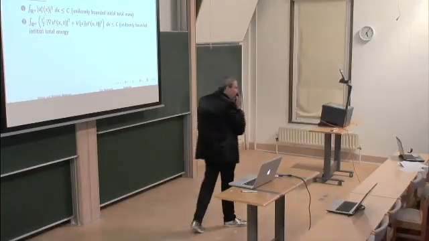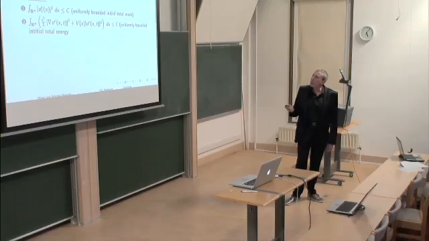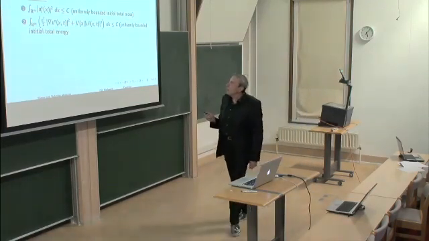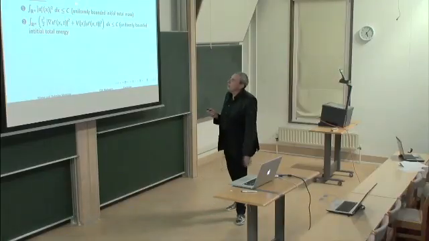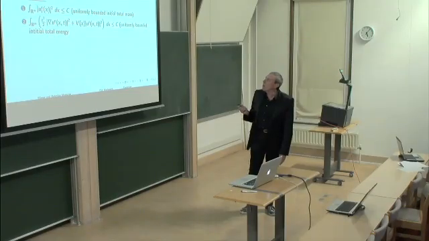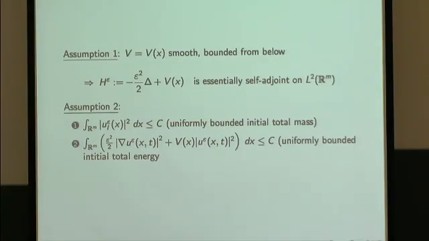For the following, let me make a few assumptions. For the sake of simplicity, assume that the potential is smooth and bounded from below. Very basic assumption, and it also applies to many other things, but in particular it implies that the Hamiltonian operator is essentially self-adjoint on L2. Assumption 2 is that I have uniformly bounded conserved quantities, in particular the initial mass and the energy at time t equals 0. This is just an assumption that I shall use for the rest of the lecture.